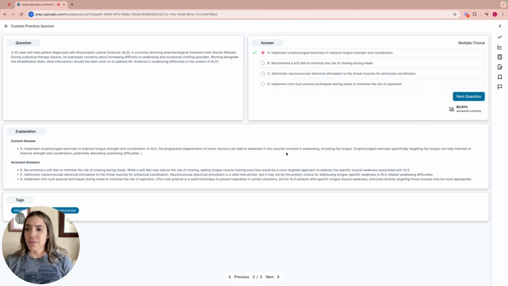Now, the other one is, of course, administering neuromuscular electrical stimulation. It is valid, right? And I've seen speech therapists do this, but I don't know if it's the first choice for someone with ALS.